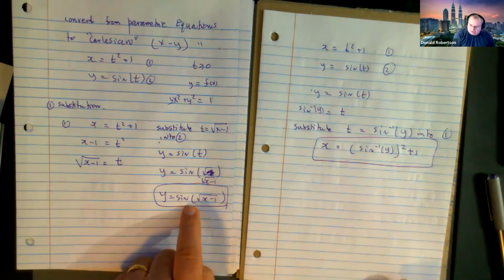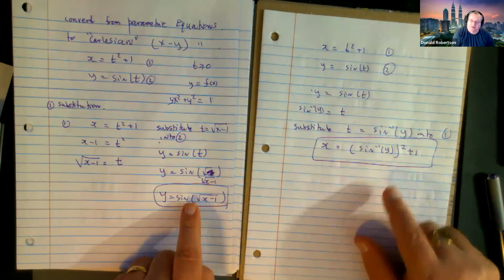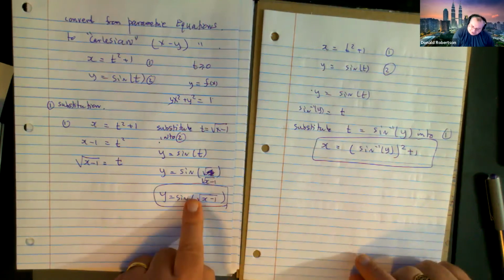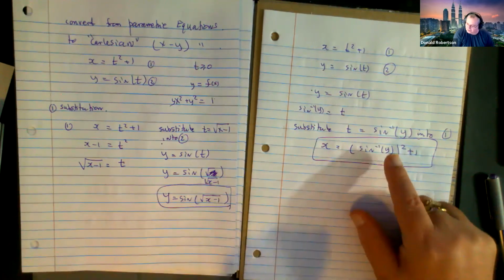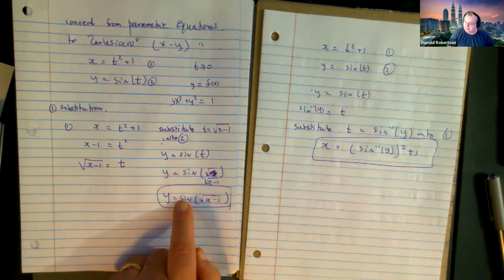Version 1 answer, version 2 answer. Would you agree version 1 wins the style point competition? And so we prefer you to do this answer rather than that one. Although mathematically that is correct, this is prettier.